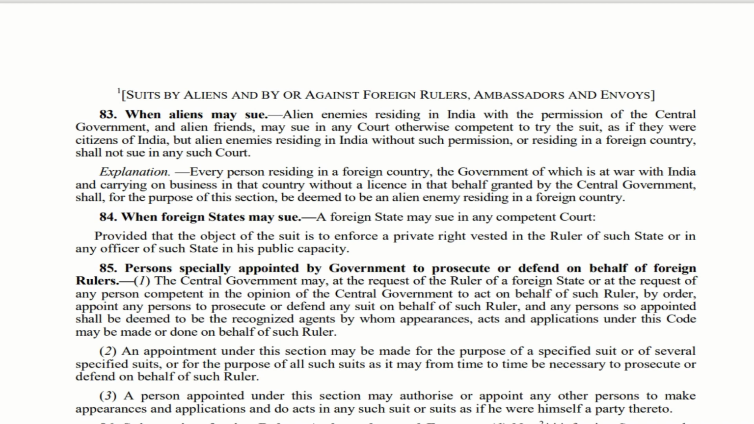Imagine a person is residing in a foreign country, and that country is, say for example, X country. That country is at war with India, and this person is carrying on business in that country, that is the X country, without a license given by the central government. In that case, that person is considered to be an alien enemy residing in a foreign country.